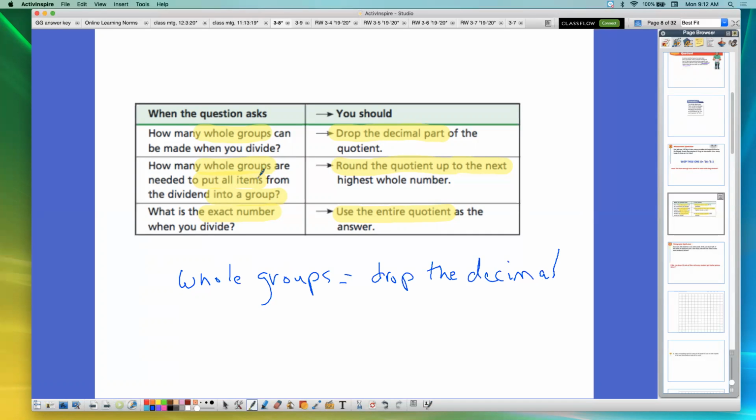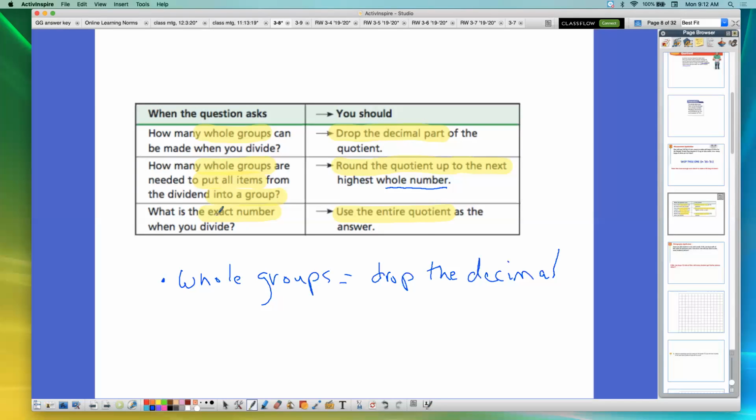Now for this second one, it's not really number 1, but you might put a little bullet point there. The second one is going to say whole groups, put all items into a group. You might just write whole groups to put all items into a group. That's going to make more sense once we do a problem together. And that means you're going to round the quotient up to the next whole number. I should have highlighted that part too.